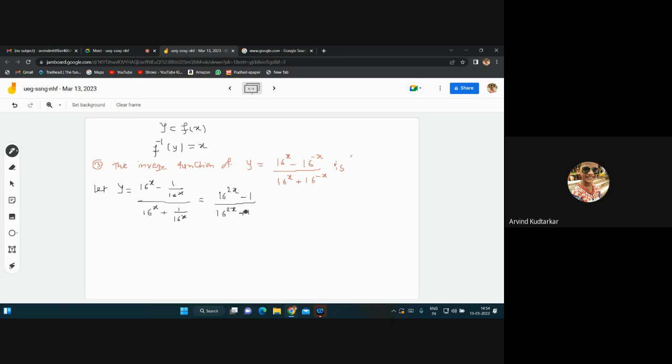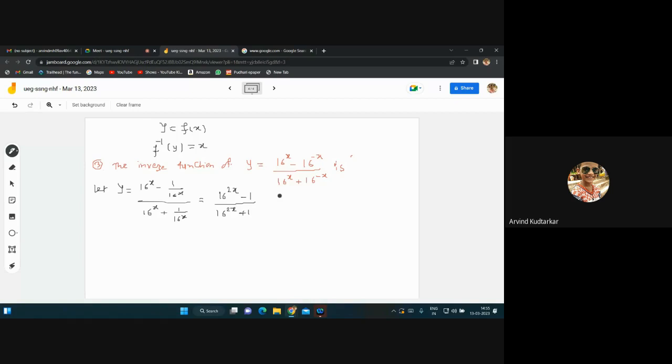But what actually do we have to determine? Yes, we have to determine x, that is f inverse of y. You have to find x. Actually, it is y in terms of x, so I have to express x in terms of y. Yes, I have to express x in terms of y.